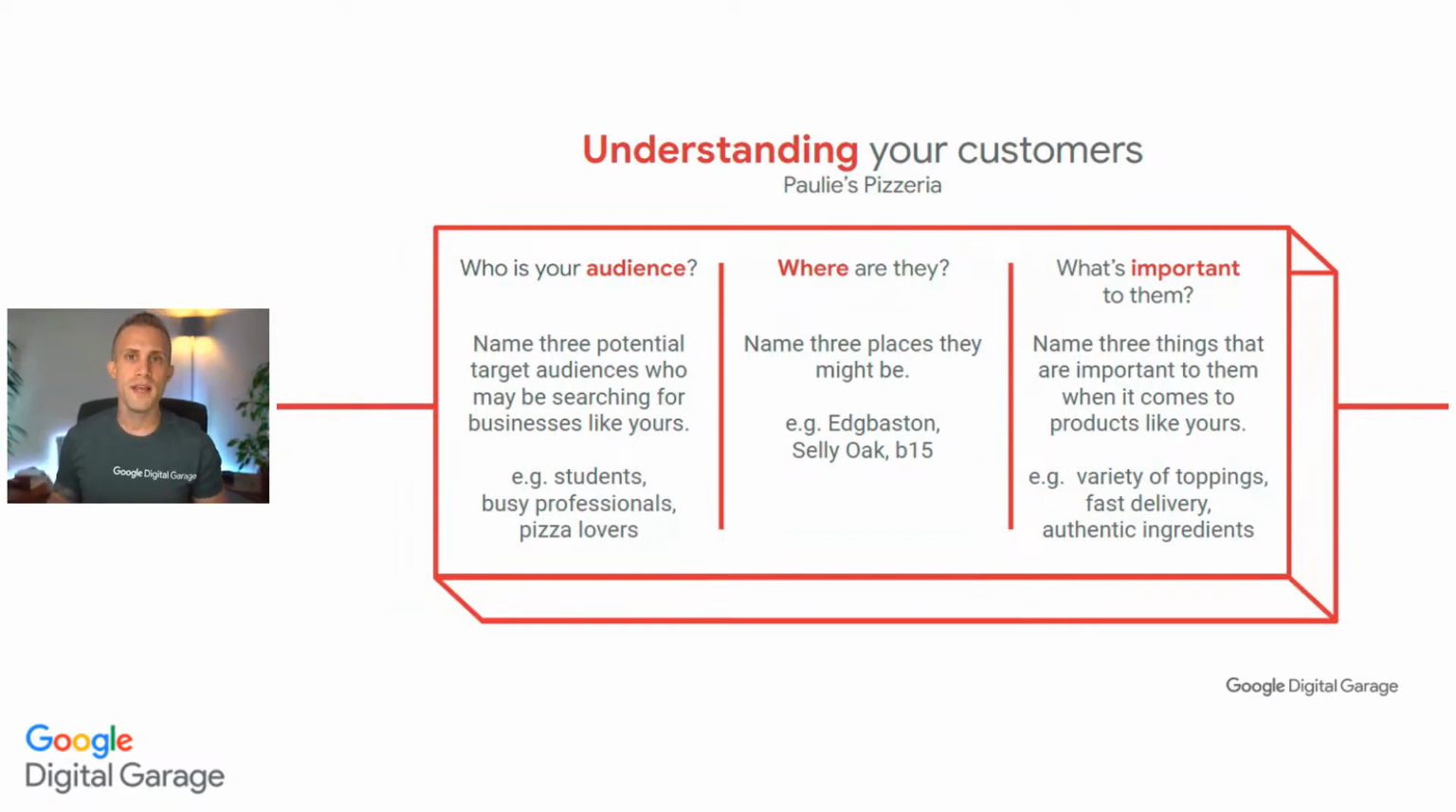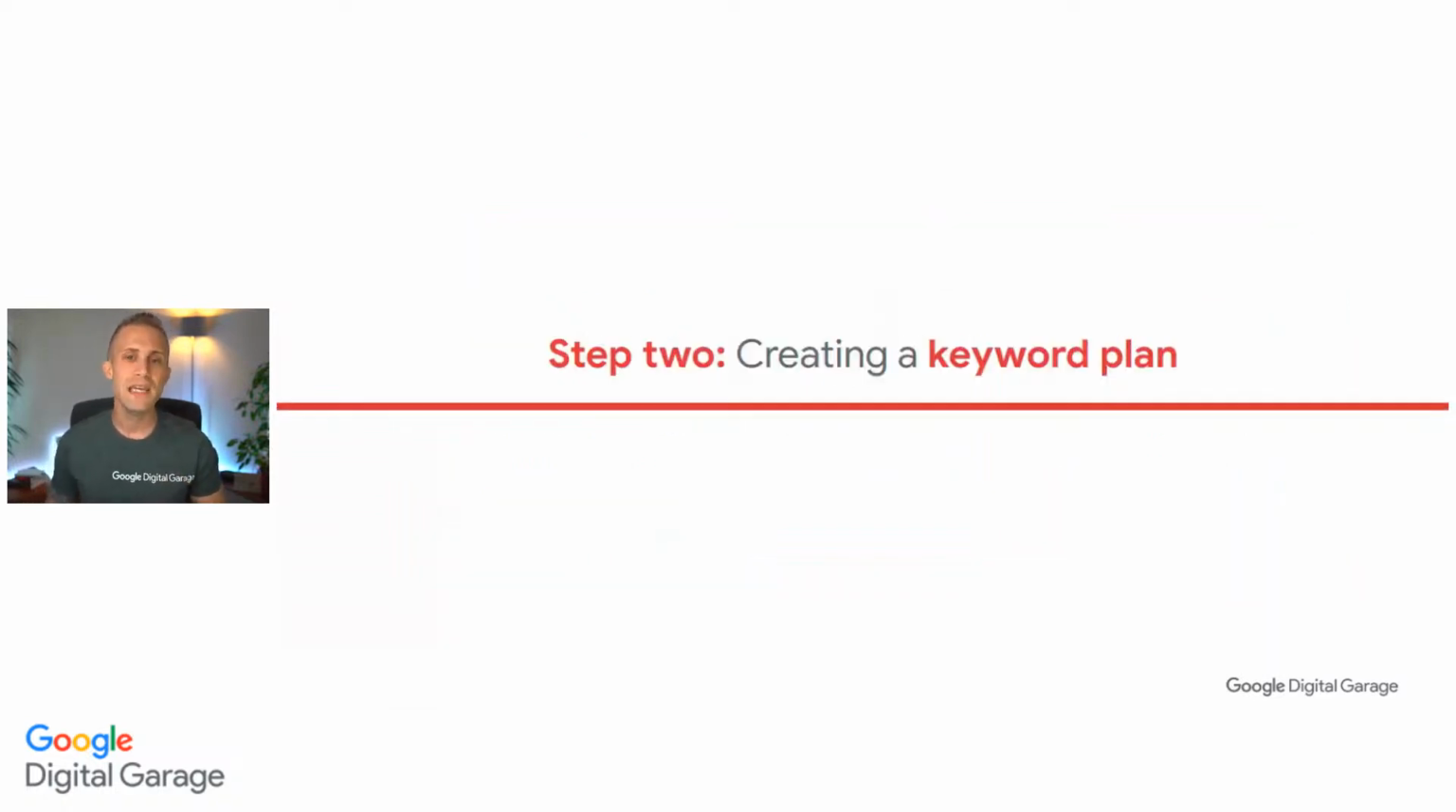Next up, what's important to them? Very important. Name three things that are important to your customers. For Polaria's Pizza, it's a variety of toppings, fast delivery, and authentic ingredients. I am a massive pizza lover and I lean towards fast delivery because I want to get the pizza in my belly as fast as possible. But if Polaria's Pizza understood that, they're going to communicate a message through advertising a little bit more effectively. So number two is then create a keyword plan.